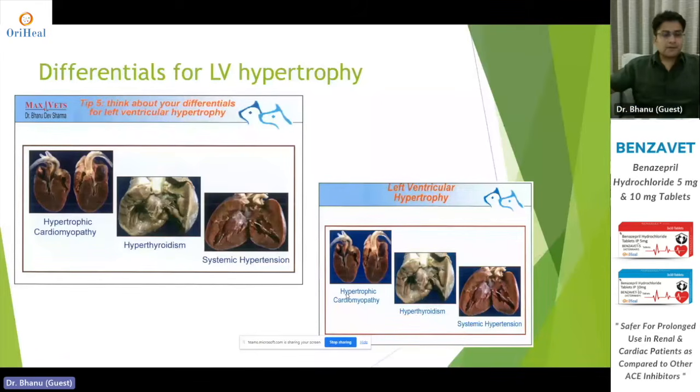So your gold standard to diagnose hypertrophic cardiomyopathy or HCM would be thickened left ventricular walls more than 6 mm in size, and normal thyroid functions, and no systemic hypertension, right? So you have to always exclude hyperthyroidism and systemic hypertension, because in these conditions also the left ventricular walls become thickened.